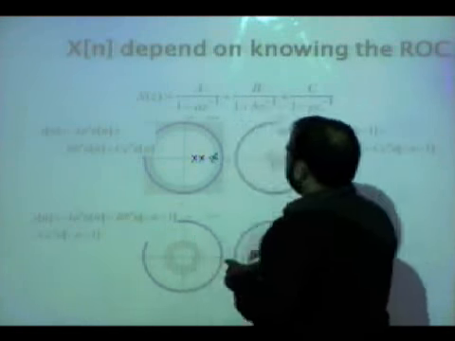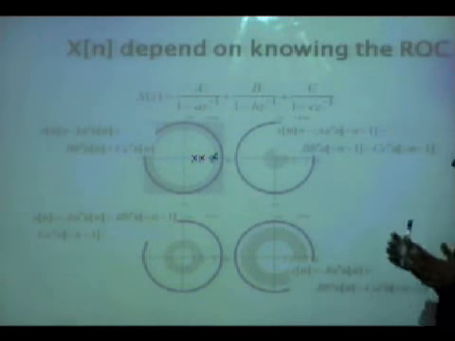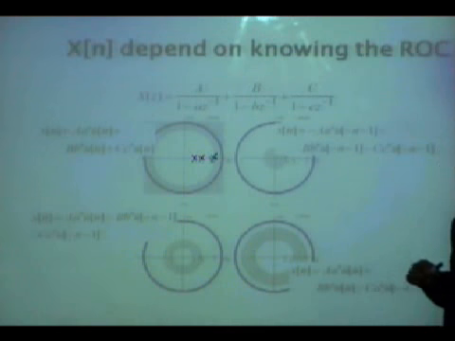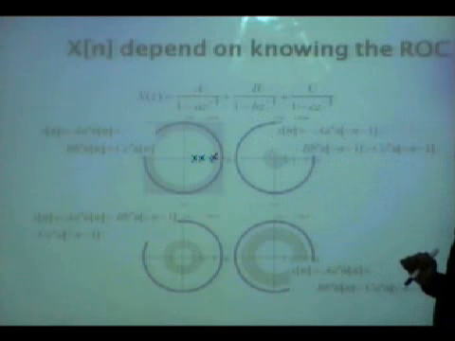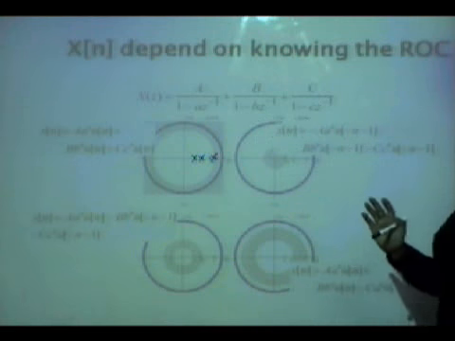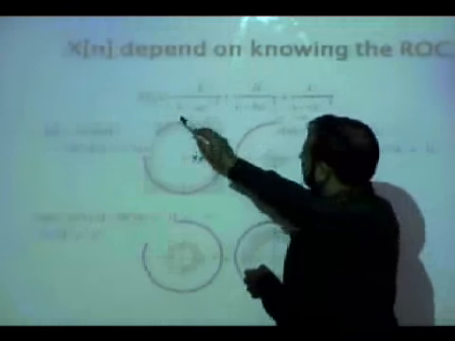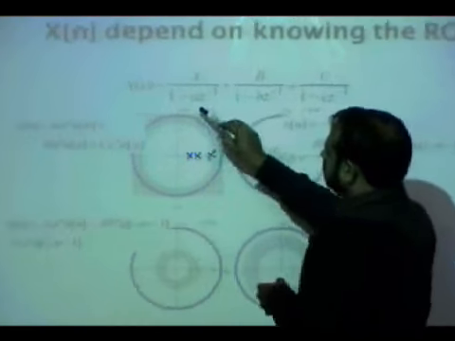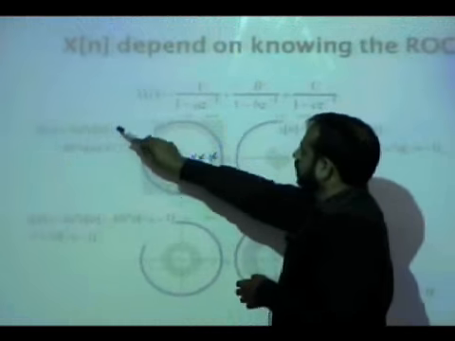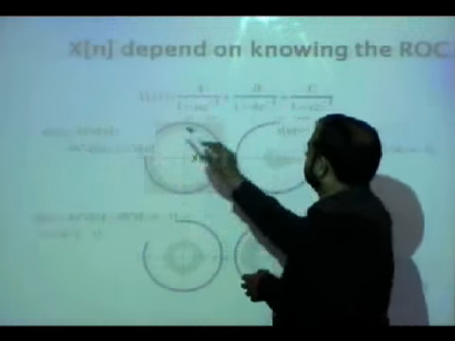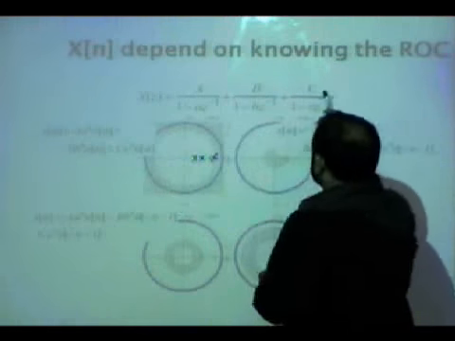If you assume that all a, b and c are less than 1, for example, and this is a right hand side sequence, you can very easily compute the inverse z transform. Region of convergence will be outside the outermost pole, and this will be a, which is a constant, a to the n u of n, plus b, a constant, b to the n u of n, plus c, a constant, c to the n u of n.